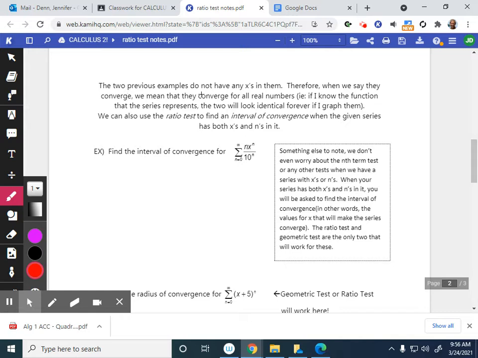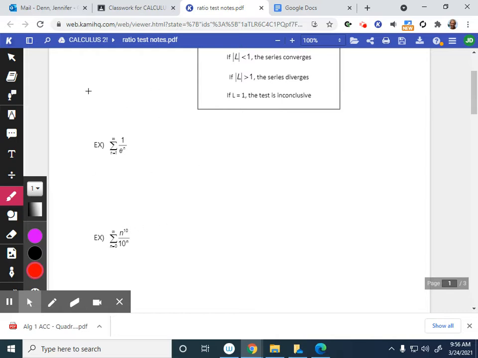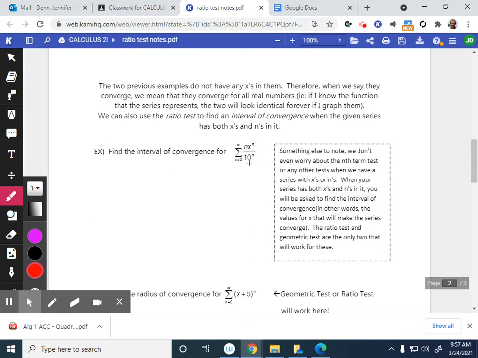I wrote here, the two previous examples do not have x's in them. Therefore, when we say they converge, we mean that they converge for all real numbers. In other words, if I know the function that the series represents, the two will look identical forever if I graph them. So for everything we've done so far that only has n's in it, we were determining whether this series converges or not. But now that we are going to have series with x's and n's, we're going to be determining for what values of x this series converges. We're going to be asked to find the interval of convergence.